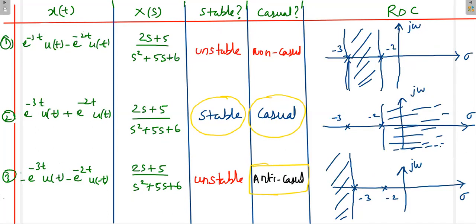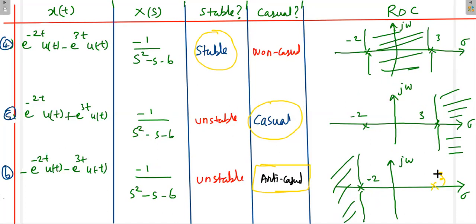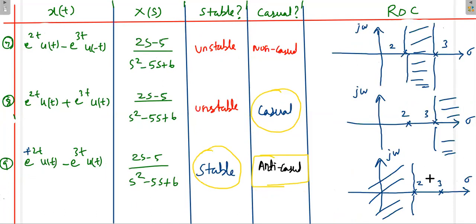Among -2 and +3, -2 is lesser, and again the ROC is going towards left. Then in the third set, among 2 and 3, 2 is lesser, again the ROC is going towards left. So whenever it is anti-causal, the ROC will be going only towards left. If the ROC is going towards left, definitely it is anti-causal, and the ROC will be less than the smallest value present here.